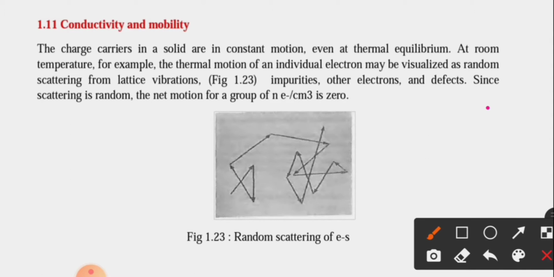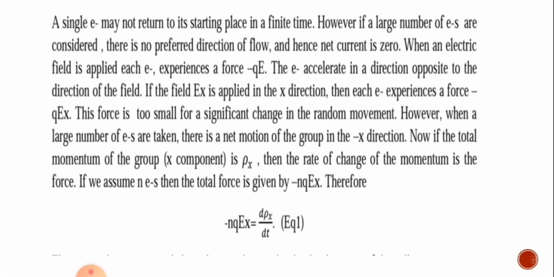Since the scattering is random, the net motion of a group of n electrons is 0. We can't tell that the same electron will come back to its original position, but it will be occupied by some other electron. Altogether, the net motion of a group of n electrons per centimeter cube is 0. A single electron may not return to its starting place in a finite time. In a short period of time, this single electron won't come back to its original place.